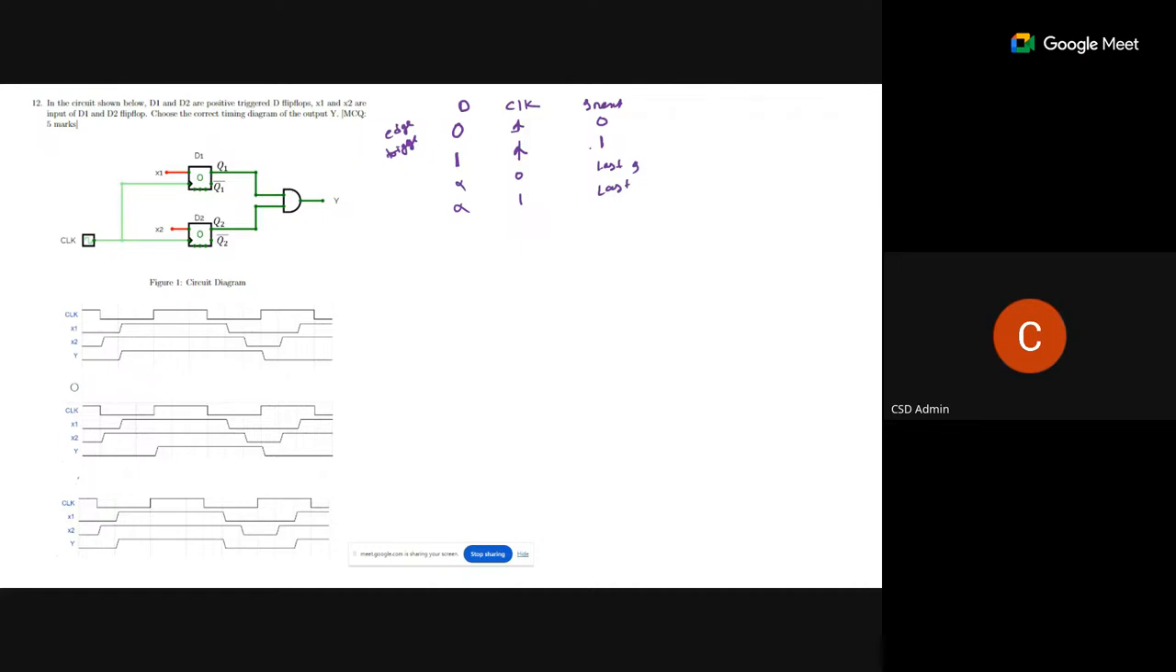So we'll be asking about edge triggering. For a D flip flop, it is edge triggered. If D is 0 and the clock changes from 0 to 1, then Q will be 0. If D is 1 and the clock changes from 0 to 1, then it will be 1. Otherwise, if the clock is 0 or 1, it does not depend, it will be the last Q.